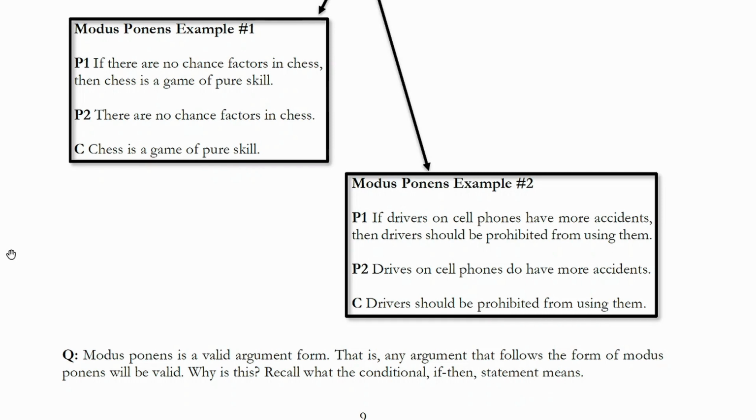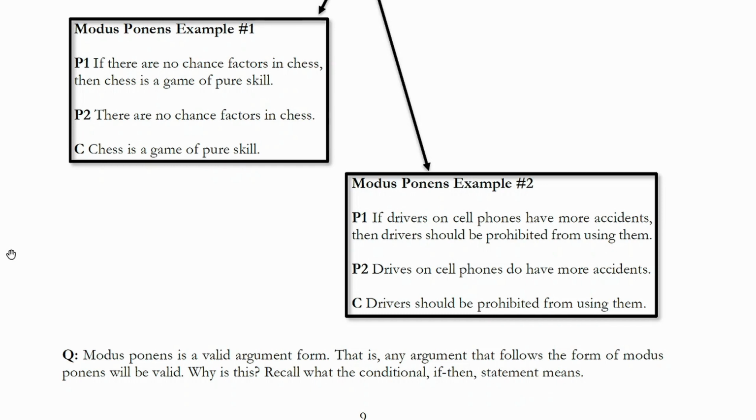Again, very simple, follows the modus ponens format. First, you say, look, if drivers on cell phones have more accidents, then we should prohibit them. P2 establishes that yes, that antecedent is true. Drivers on cell phones do in fact have more accidents. Therefore, we can validly derive the conclusion that drivers should be prohibited from using them. Both of these arguments are modus ponens because they both follow that argument form. If P then Q, P therefore Q.